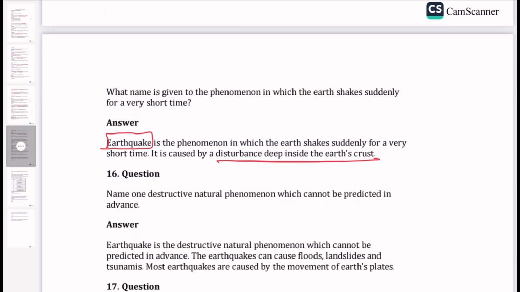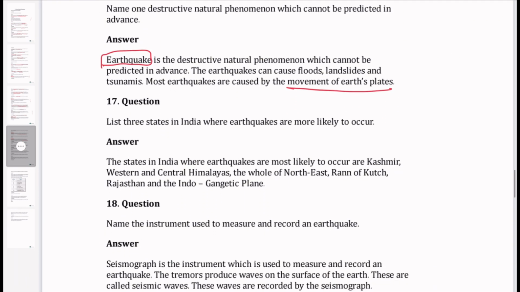Name one destructive natural phenomenon which cannot be predicted in advance. It is always going to be an earthquake. We cannot predict earthquakes, because an earthquake is caused by a disturbance inside the earth's crust or by the movement of earth plates. So the answer is earthquake.